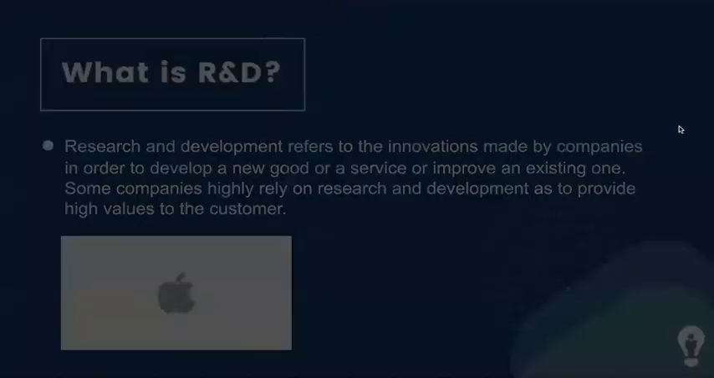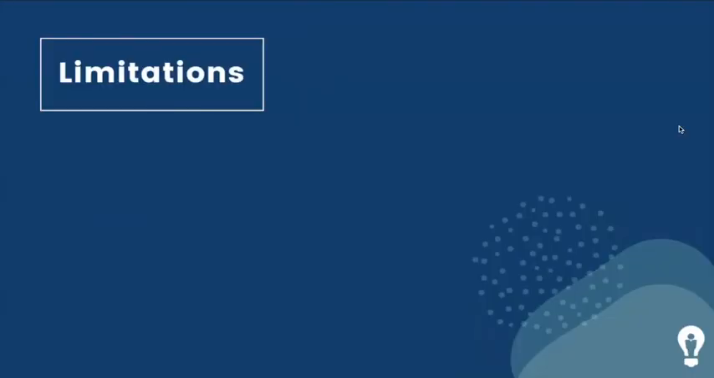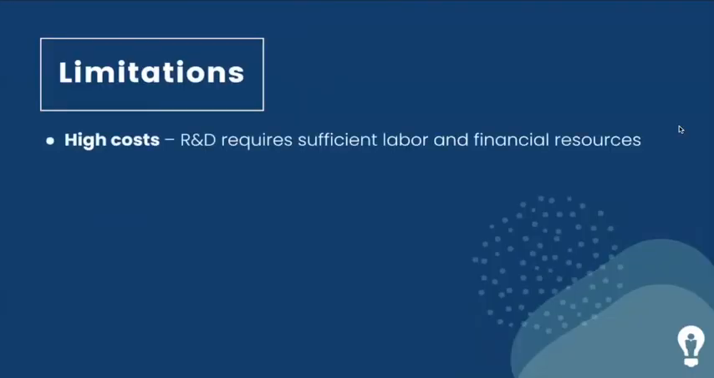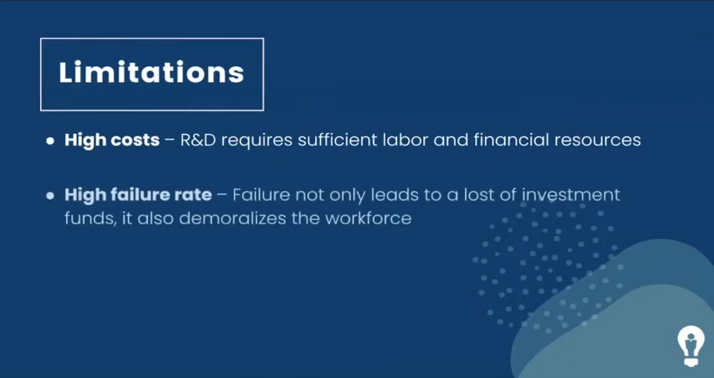Moving on next to the limitations. Although R&D has such gains in the market, it also has some limitations. R&D is very high cost. R&D requires sufficient labor and financial resources. Amazon spent the most on research and development in 2018, which was about $26.2 billion in total. Their funding is primarily done from the retained profits, so spending highly on research and development might reduce the dividends to the shareholders.